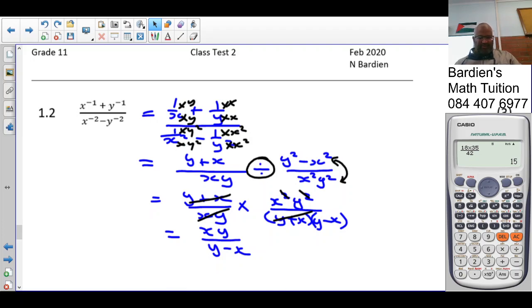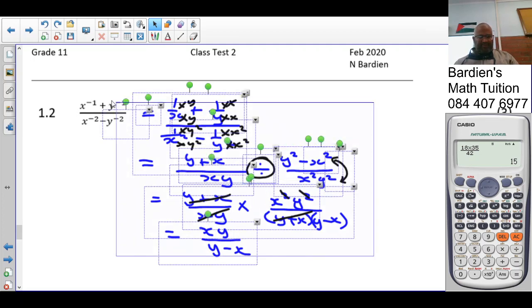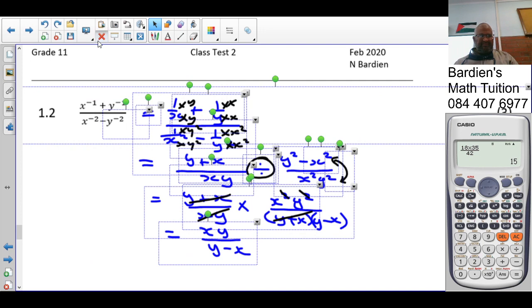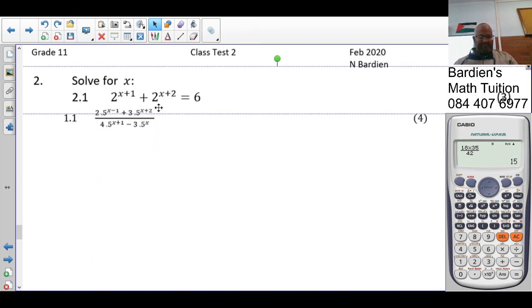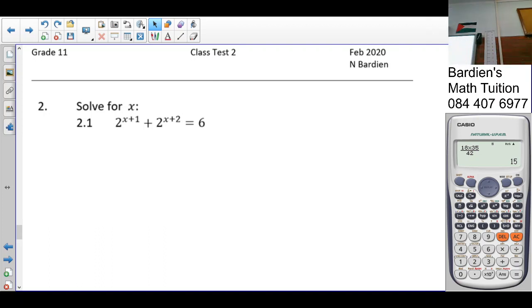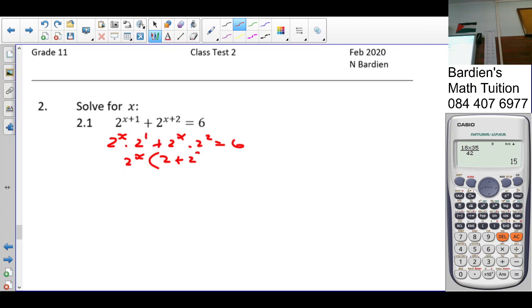Next one was 2.1. Question 2.1. Exponential equation, solve for x. So it's going to be 2 to the x times 2 to the 1 plus 2 to the x times 2 squared equals 6. 2 to the x is a common factor, so 2 to the x times (2 plus 2 squared) equals 6. What's 2 squared? 4, plus 2 is 6. Divide by 6 both sides. That cancels. So 2 to the x equals 1. Anything to the power 0 is 1. Therefore x is equal to 0.